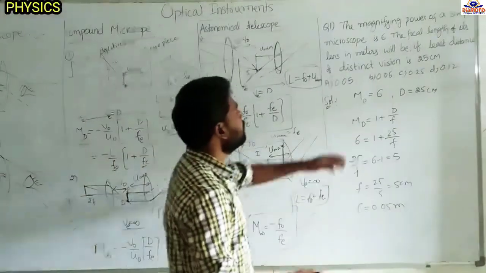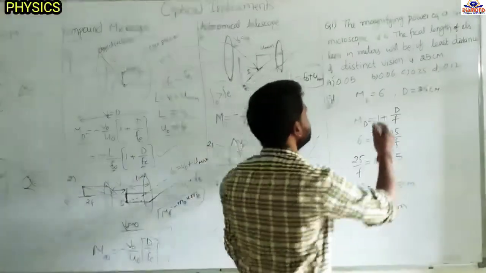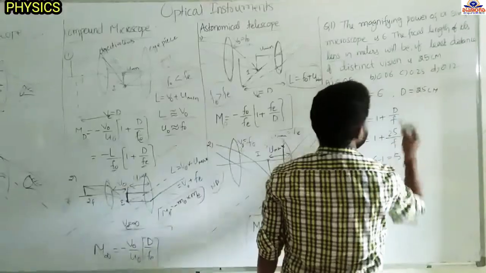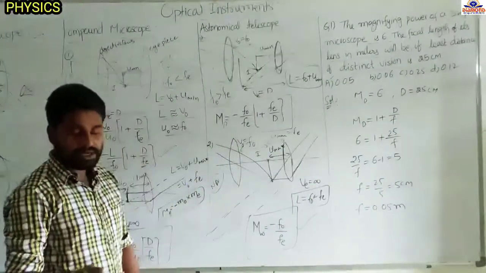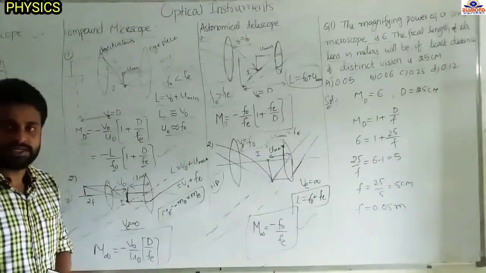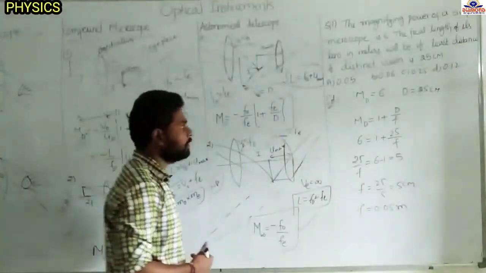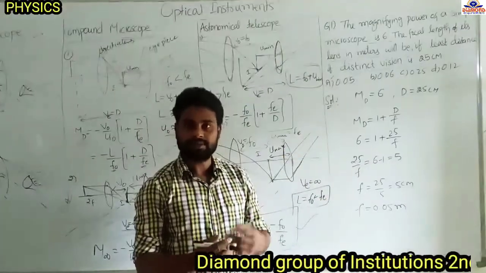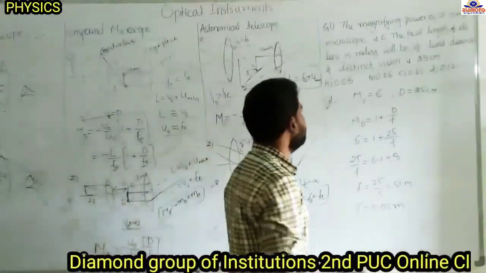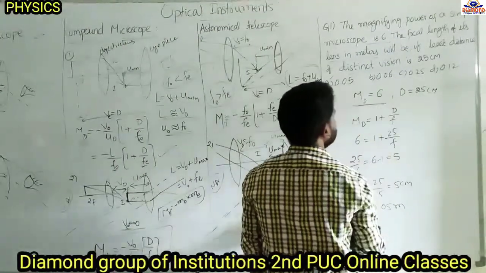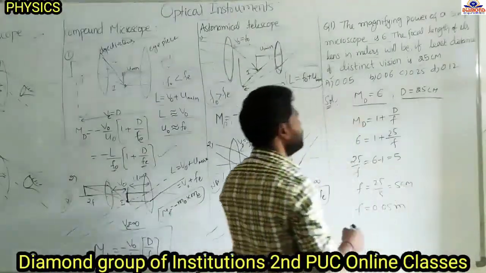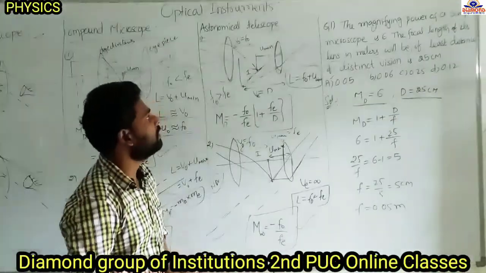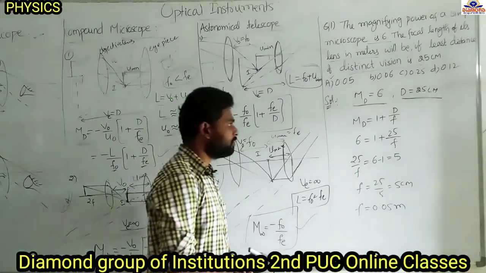First problem: the magnifying power of a simple microscope is 6. The focal length of its lens in meters will be, if the least distance of distinct vision is 25 centimeters. Even if they don't mention it, you have to take the least distance of distinct vision as 25 centimeters, and the maximum distance of distinct vision as infinity for the human eye. So the given magnifying power is 6 and D is 25 centimeters. That means the image is forming at the least distance of distinct vision, so we have to find the focal length.